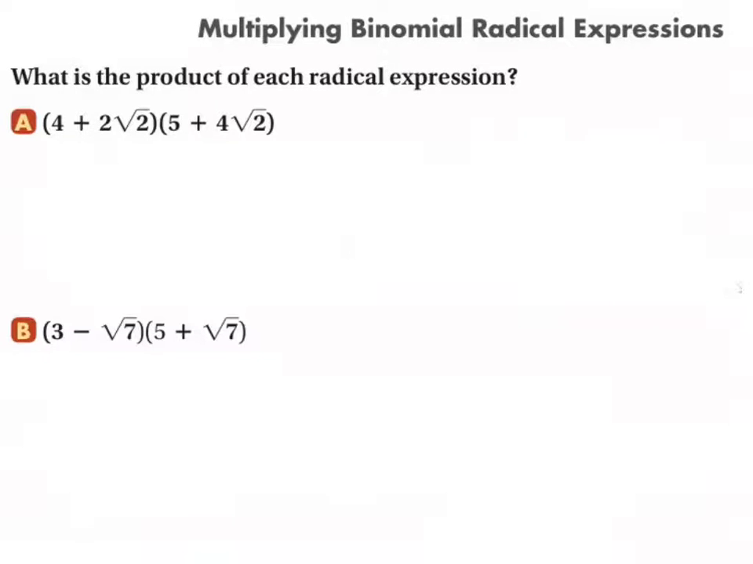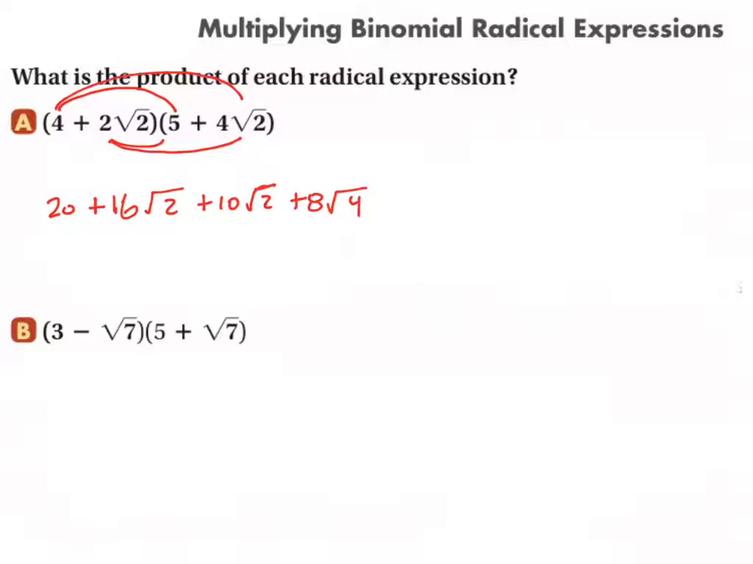So for this one, FOIL tells us first, so 4 times 5 is 20. And outer, 4 times 4 square root of 2 becomes 16 square root of 2. And then inner becomes 2 square root of 2 times 5, which is 10 square root of 2. And then 2 square root of 2 times 4 square root of 2, that's going to become 8 square root of 4. And so now we just want to simplify.